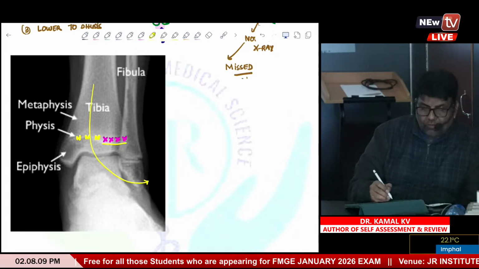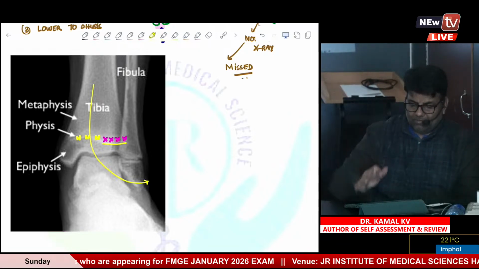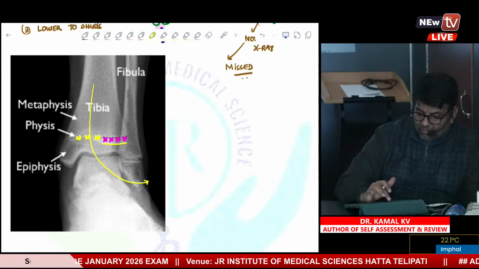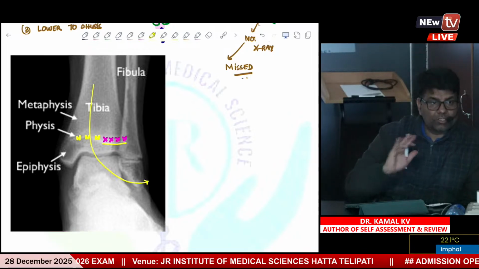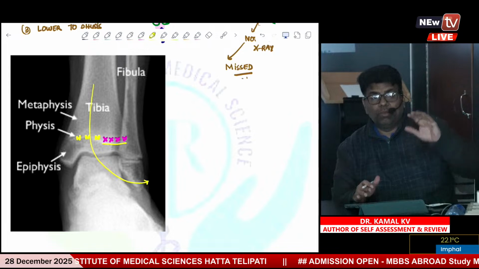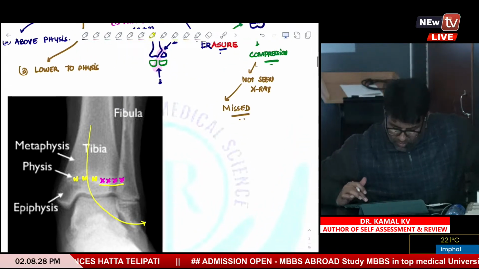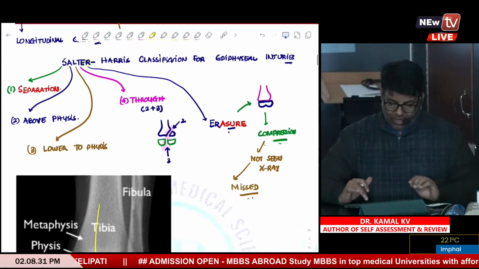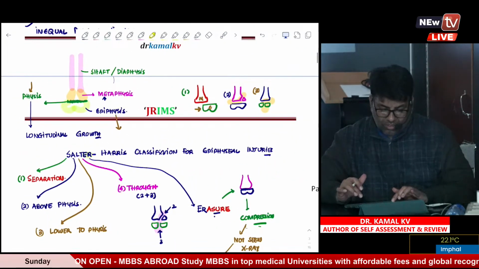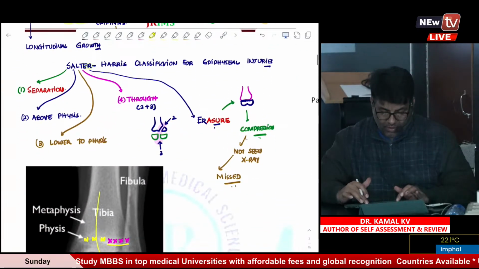If there is complete involvement, it will not grow and it will be short as compared to the other side, because the other side will continue to grow in length, but here if it is complete it will stop growing in length and therefore the affected limb will be smaller as compared to the other side. So a very beautiful concept, and that's why physeal injuries are very important in clinical practice, because if you don't know the concept of physis you might miss them.